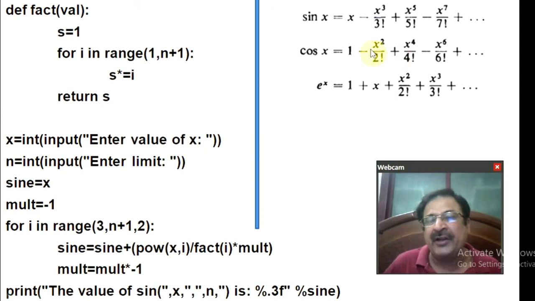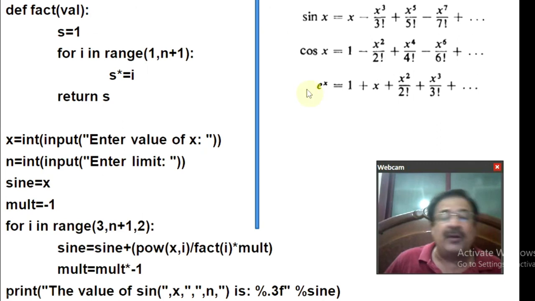And the rest of all the things are same. Because the first value you want negative, then you want positive, so you have to make use of the mult variable. So you have to make only 2 changes. The value of the sine variable has to be initialized to 1 and the value of i will begin with value 2. The rest of the things will be same.